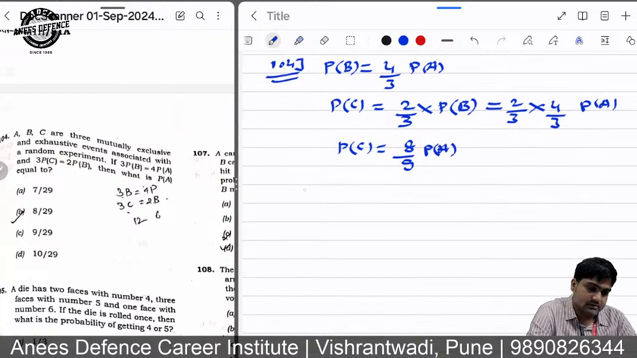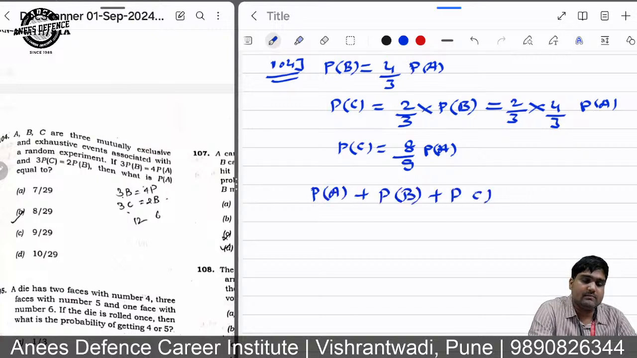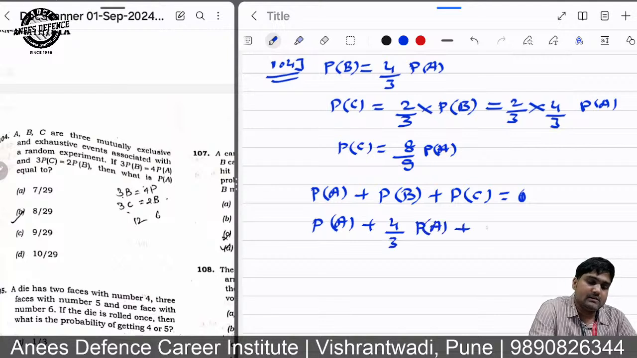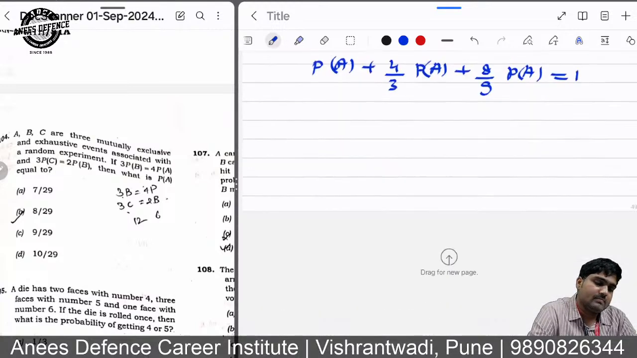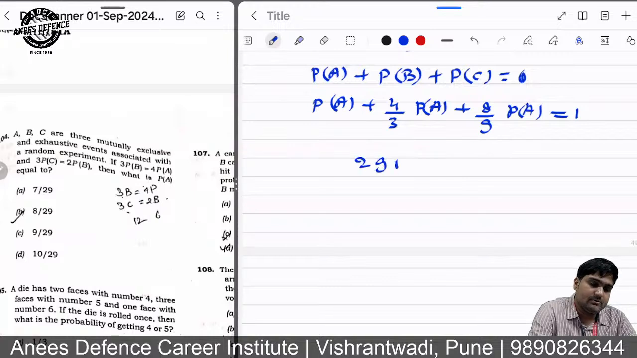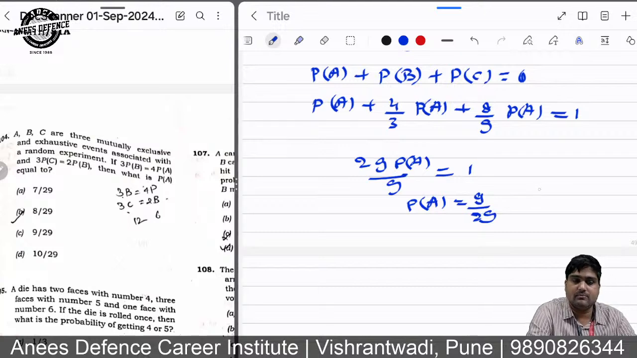Now here we need to calculate P of A. As we can see, the events are exclusive and exhaustive. So the total probability, P of A plus P of B plus P of C, equals 1. So P of A plus 4 by 3 times P of A plus 8 by 9 times P of A equals 1. So 29 P of A upon 9 equals 1 after taking the LCM. So P of A equals 9 upon 29. So the correct answer for 104 is option C.